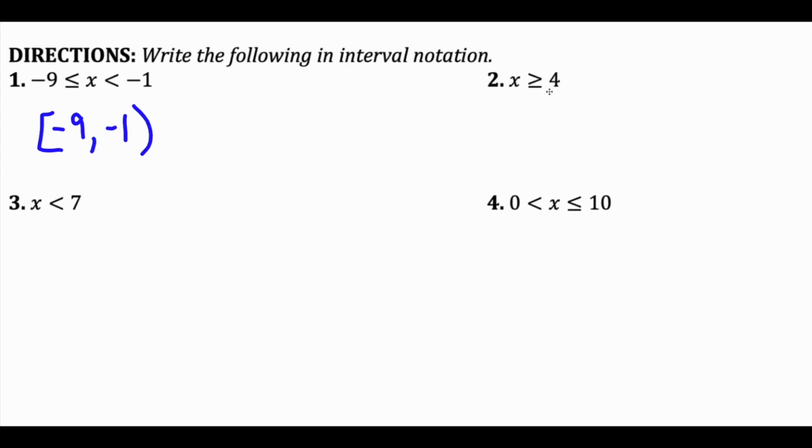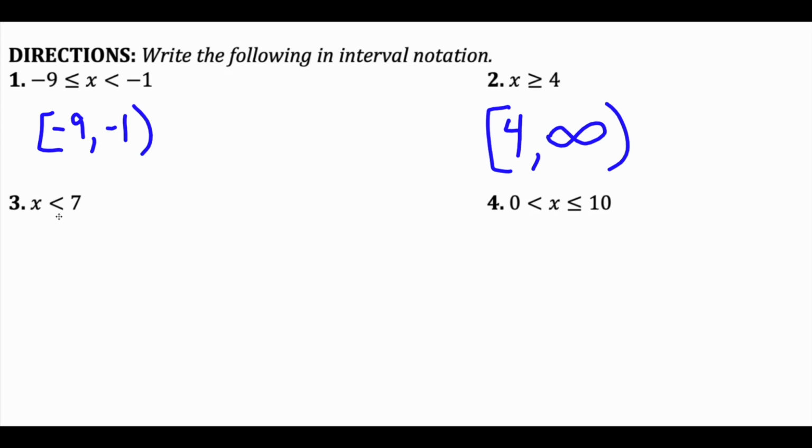This is saying all the numbers greater than 4. So that means 4 is our smaller number. And again, greater than or equal to means we're going to have a bracket. And then it goes up forever, so that goes to infinity. And then also remember, infinity always has a parenthesis. So we don't ever have a bracket around infinity, that will never reach infinity. So that's always a parenthesis.